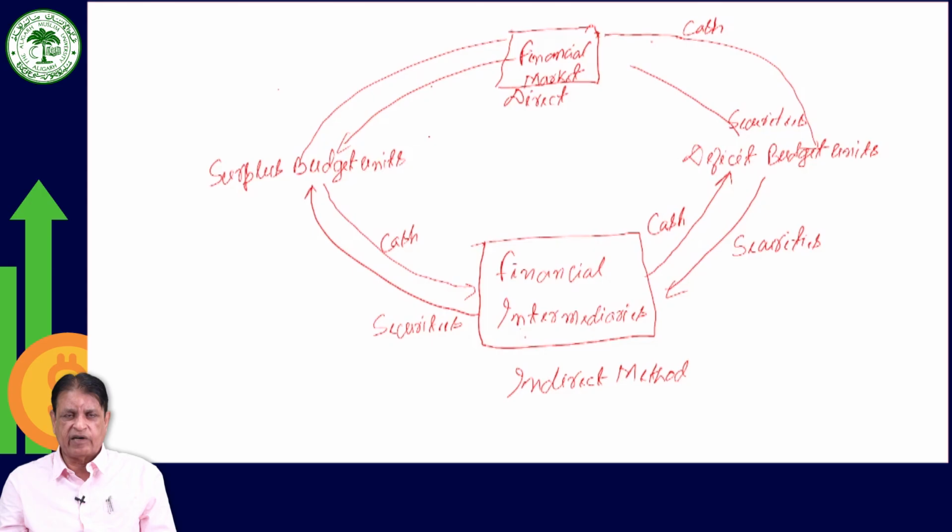Now, as far as financial intermediaries are concerned, they purchase securities from the deficit budget units and issue their own securities. That is, financial claims against themselves, and these financial claims against themselves, which we are calling securities, are purchased by the surplus budget unit and cash moves to the financial intermediaries, which they ultimately make available to the deficit budget units.